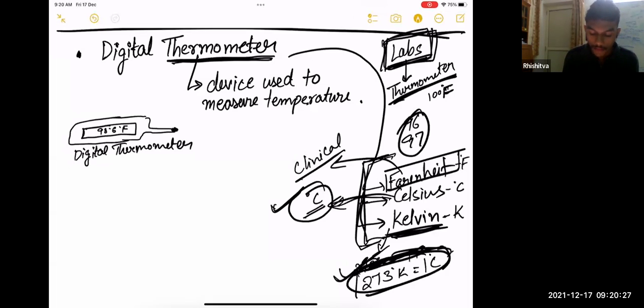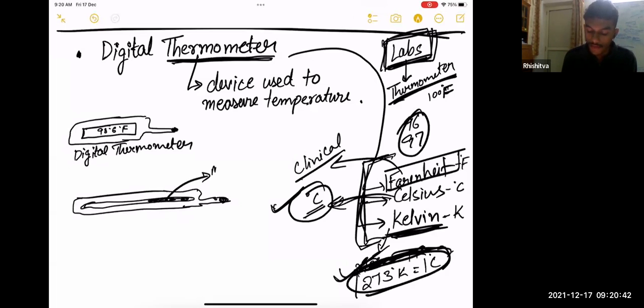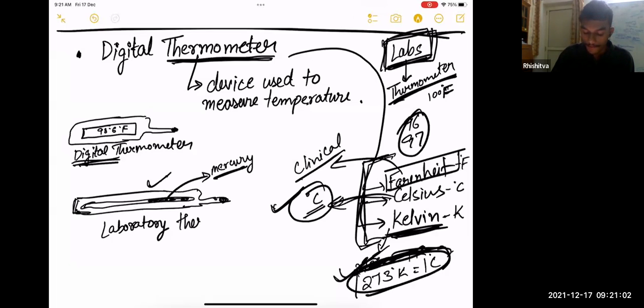The laboratory thermometer that you will see will be very long. Okay. And it can measure up to more than 100 degrees Celsius. So it will be having a tube, and in it there will be a liquid filled, that is mercury. So it is a laboratory thermometer. Right now, digital thermometers are used for clinical purposes. But if you remember, in your early days you must have been using the mercury one also.